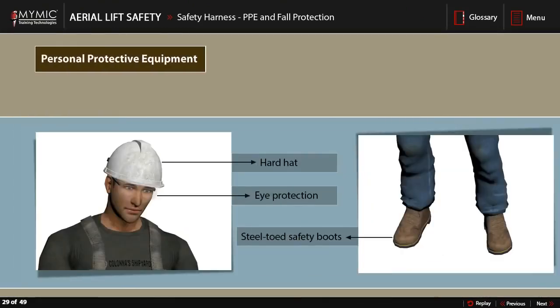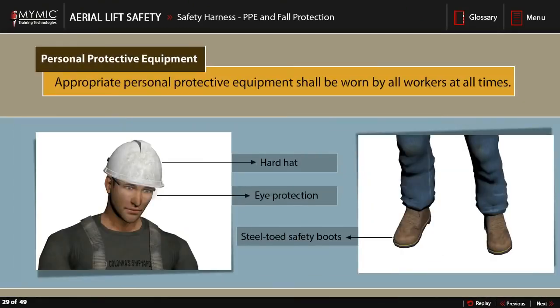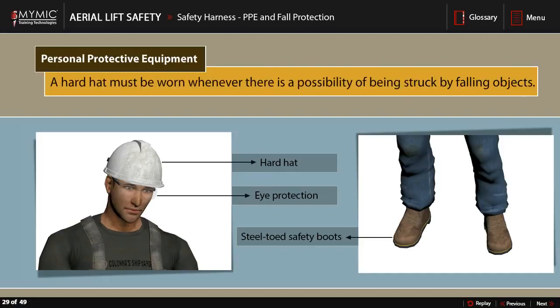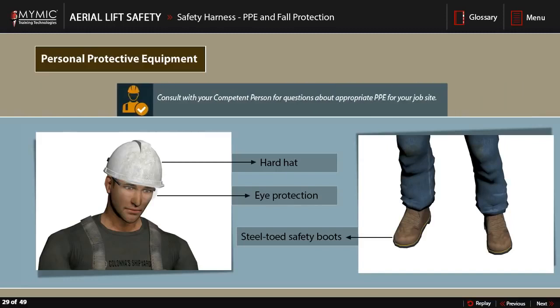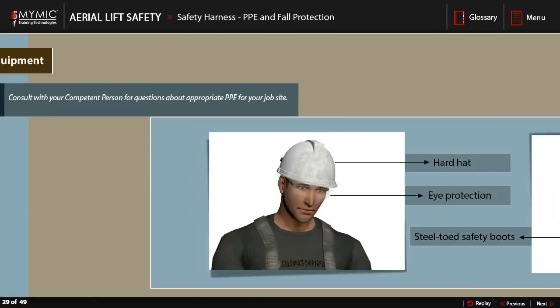Personal protective equipment. Appropriate personal protective equipment shall be worn by all workers at all times. A hard hat must be worn whenever there is a possibility of being struck by falling objects. Consult with your competent person for questions about appropriate PPE for your job site.